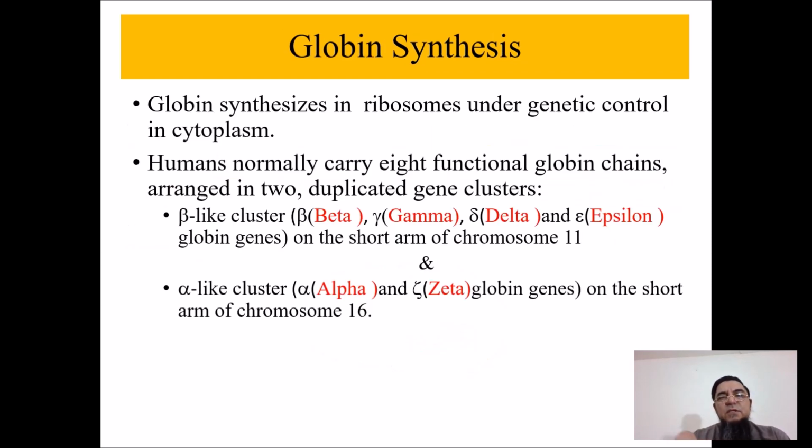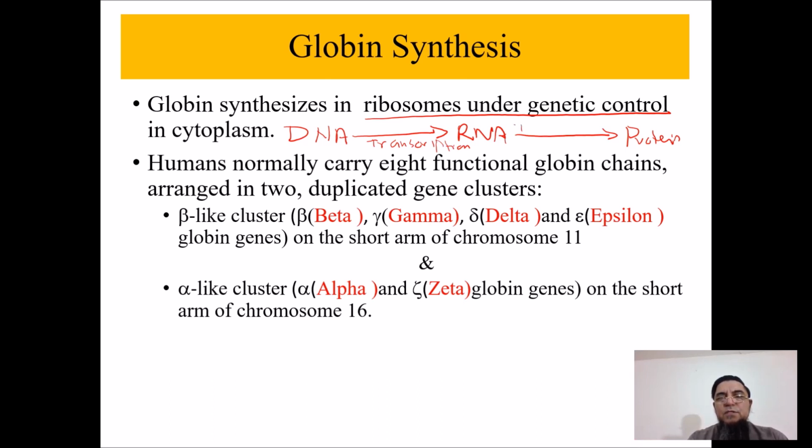The globin synthesis takes place in ribosomes under the genetic control in cytoplasm. Under the genetic control means that it is under the control of the DNA, so DNA dependent RNA synthesis and then RNA dependent protein synthesis. This component, DNA dependent RNA synthesis, is known as transcription, whereas this component, RNA dependent protein synthesis, is known as translation.